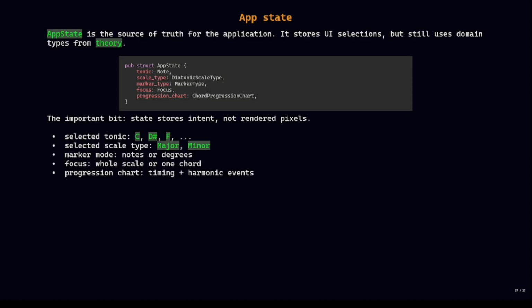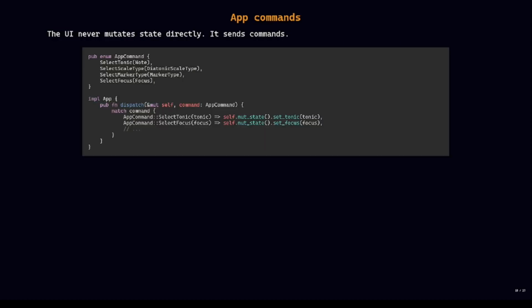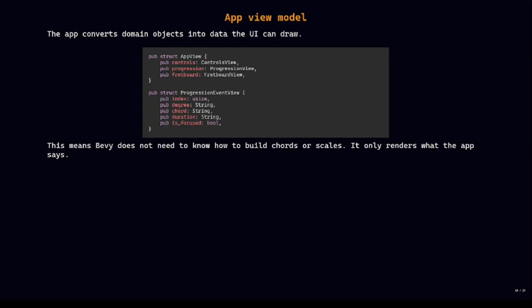In the current state of where I am on this application, it's going to be the tonic, the scale you need, the chord progression, and focus is an enum to see the scale degrees or the actual notes. It comes in handy when you're trying to stick to a scale and see what position you're at. The app commands are simple. In that case, you want to select a tonic, you want to update your chord type, scale type, etc.